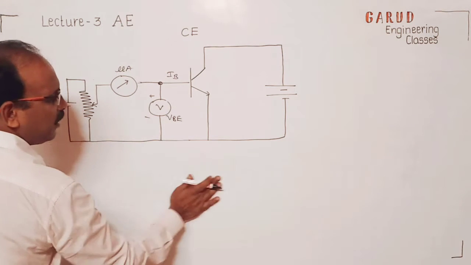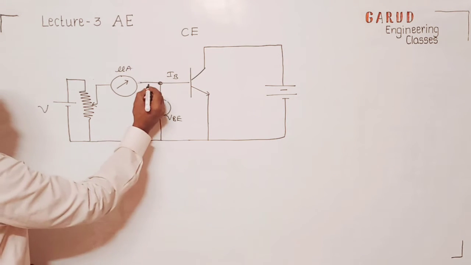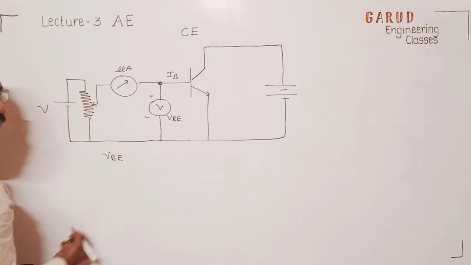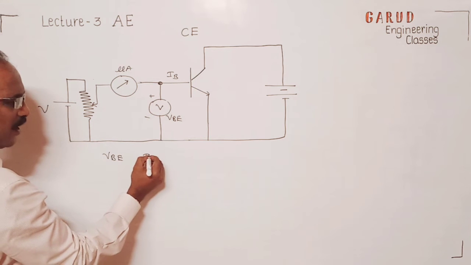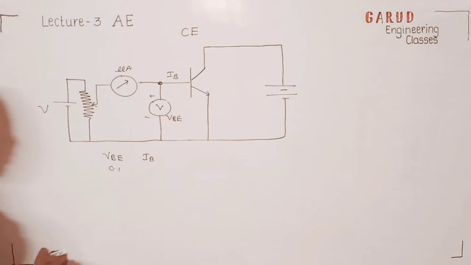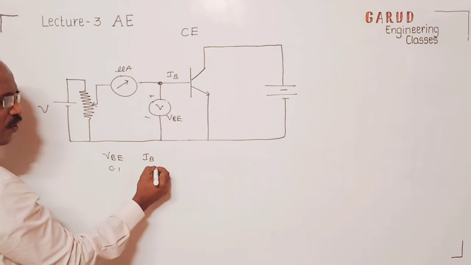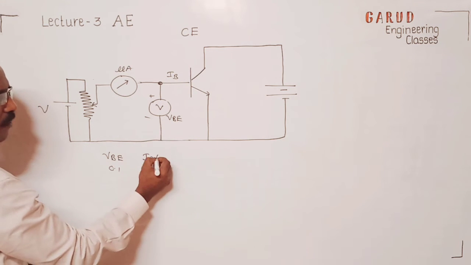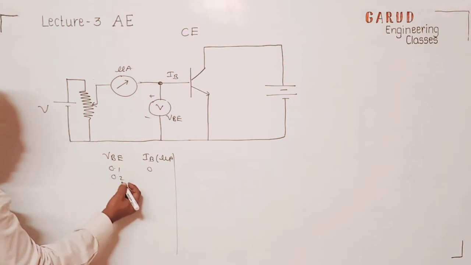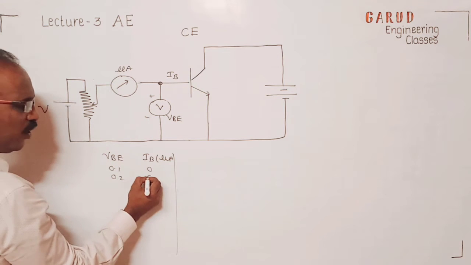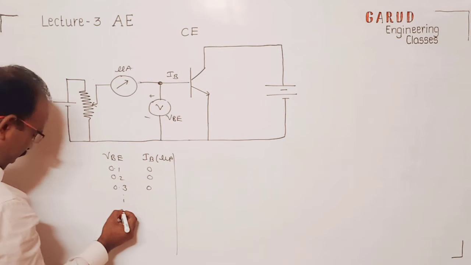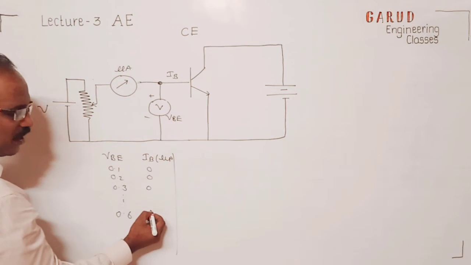Okay, so same thing we are doing. Suppose we vary the voltage here, that is we vary VBE, and we record IB, correct? So at 0.1 volt, what do we get? Nothing, 0 microampere. At around 0.2, it behaves like a diode. So 0.2, nothing, 0.3, nothing. At around 0.5 or 0.6, some current starts flowing.